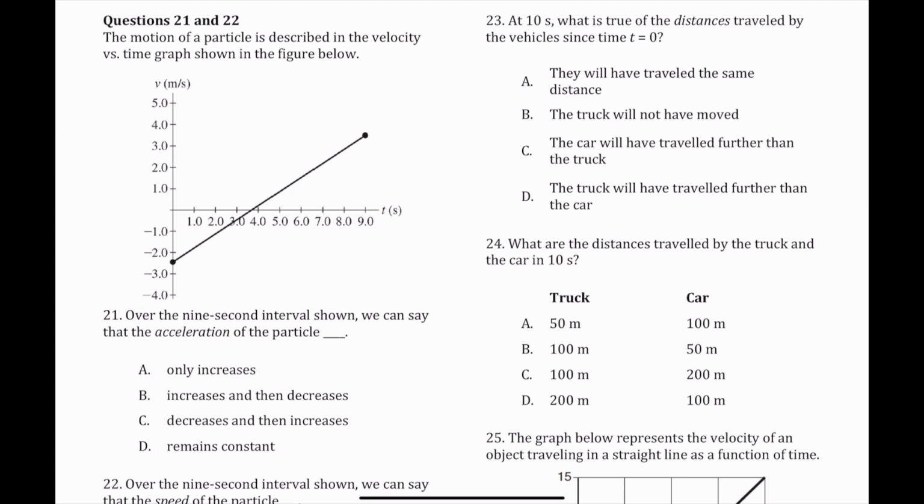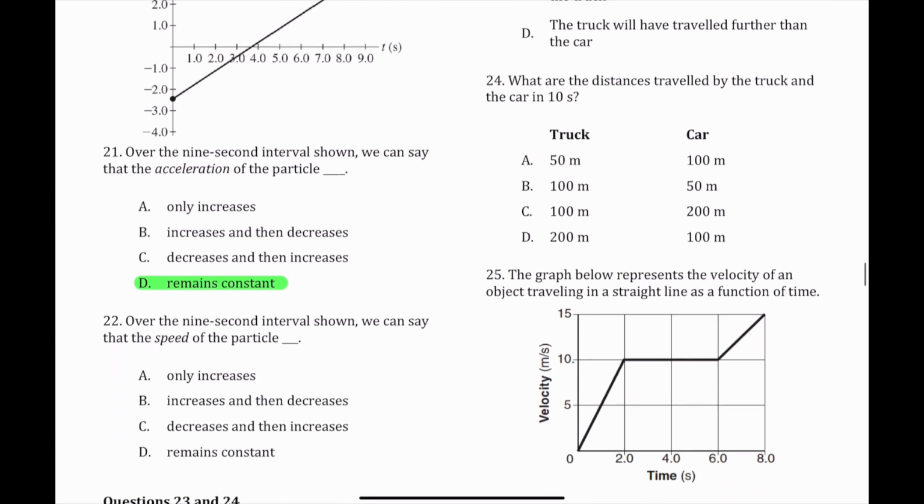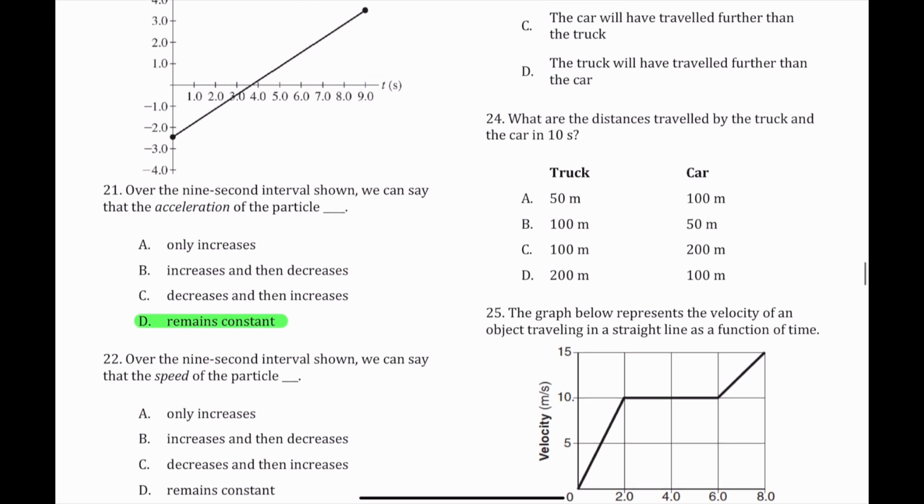Question 21 and 22. The motion of a particle is described in the velocity versus time graph shown in the figure below. 21. Over the 9-second interval shown, we can say that the acceleration of the particle remains constant. 22. Over the 9-second interval shown, we can say that the speed of the particle, here we can say that at this period decreasing and then increasing at this area. So the right answer is C.